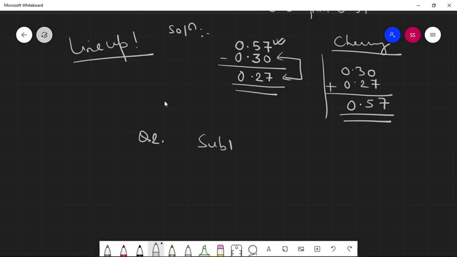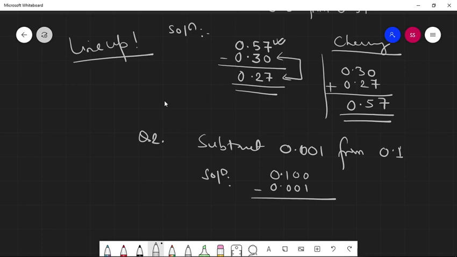Let's check another example also, dear students. We have to subtract 0.001 from 0.1. Very interesting question. The solution is, first you have to write 0.1. You have to subtract 0.001. You can put here 2 zeros, no problem with that. So now subtract, 10 minus 1 is 9. Here 9 minus 0 is 9. 1 is gone. 0 and 0. In this way we find 0.099.